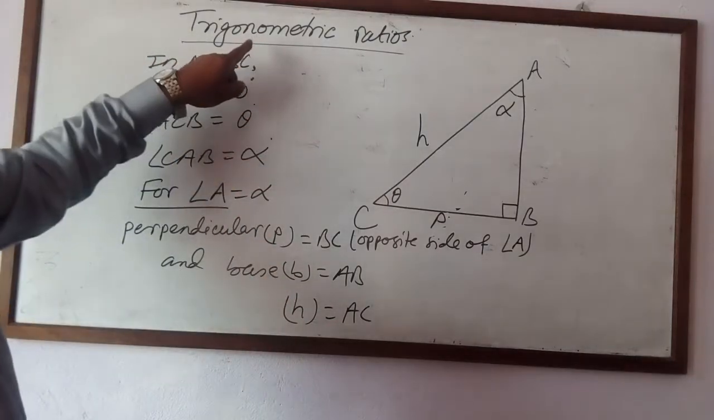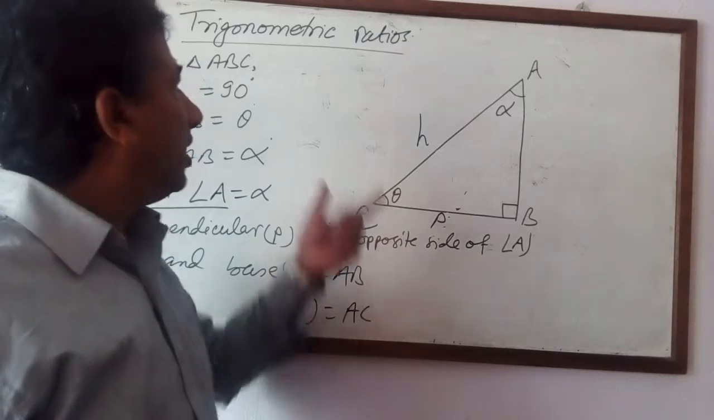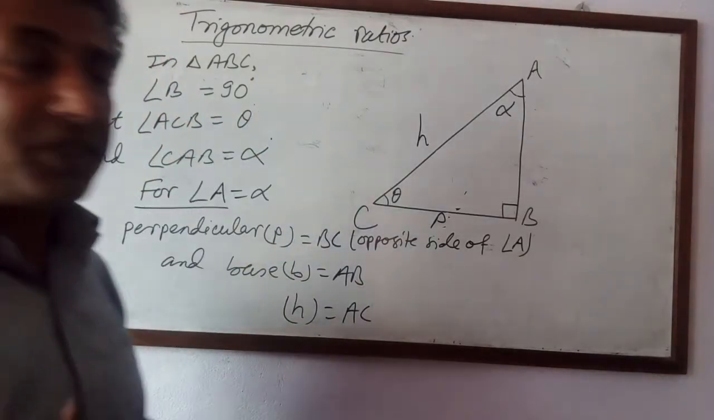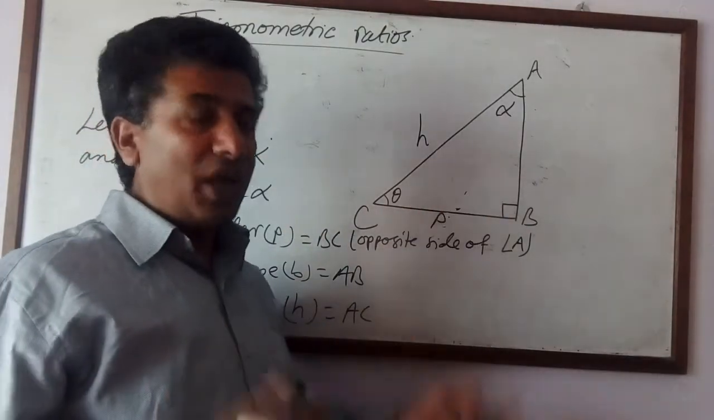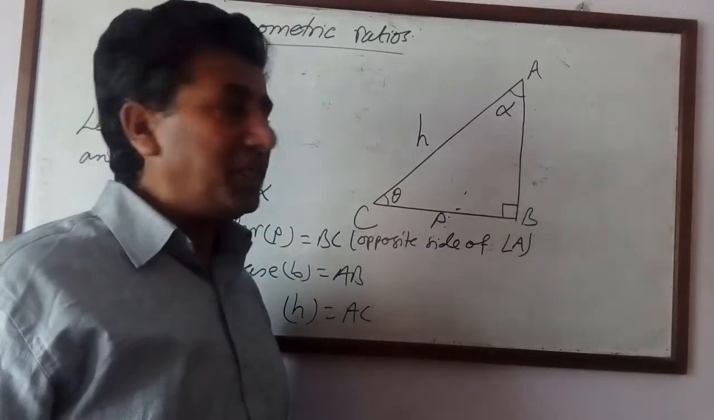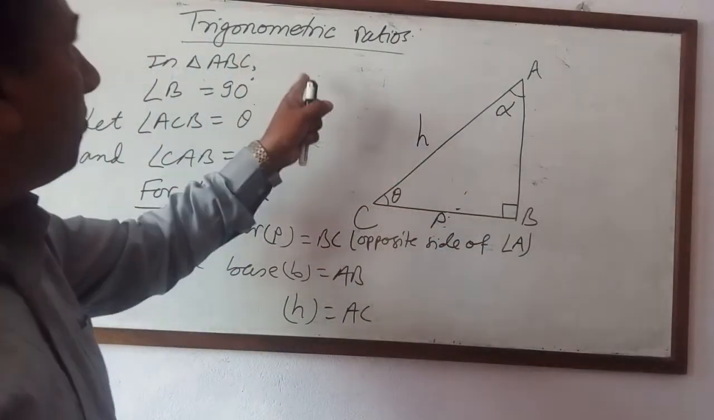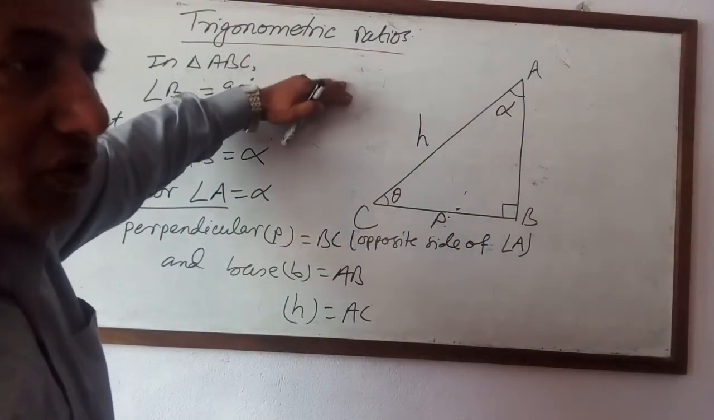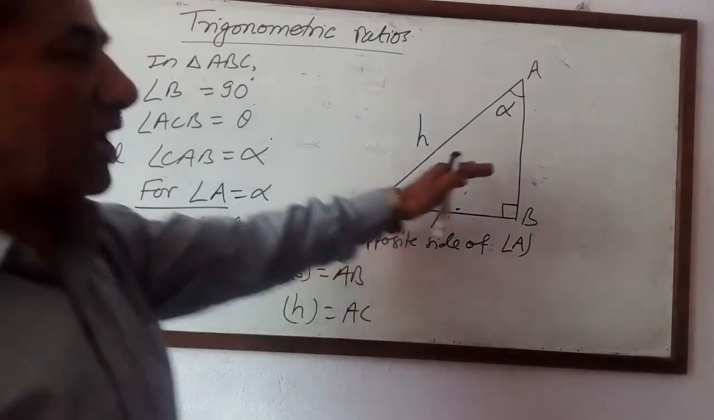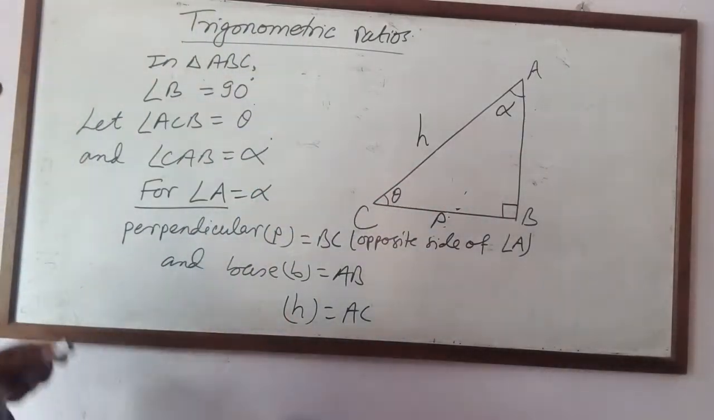Now, trigonometric ratio. What is the meaning of ratio? In a right angle triangle we have 6 trigonometric ratios. Ratio means the ratio of sides of a right angle triangle. We are talking about the ratios of sides of a right angle triangle, the trigonometric ratios.